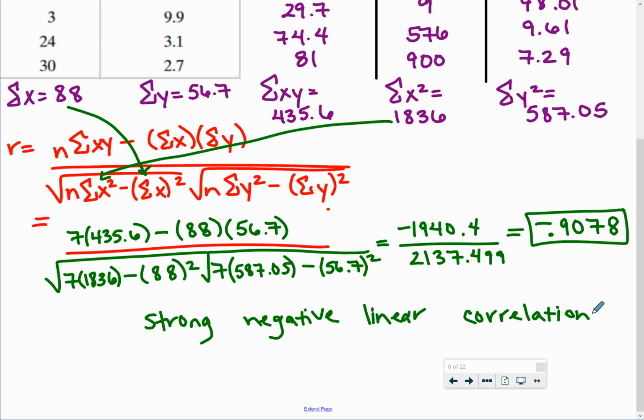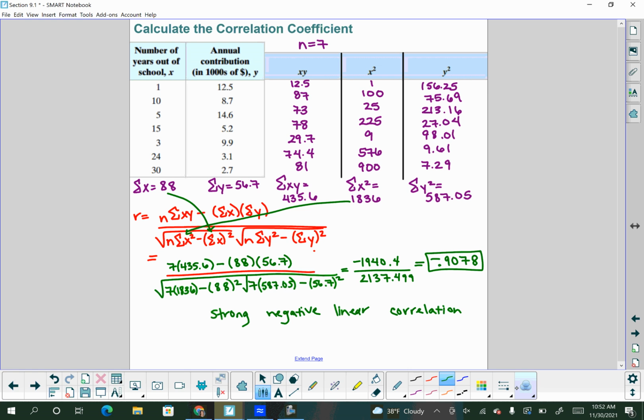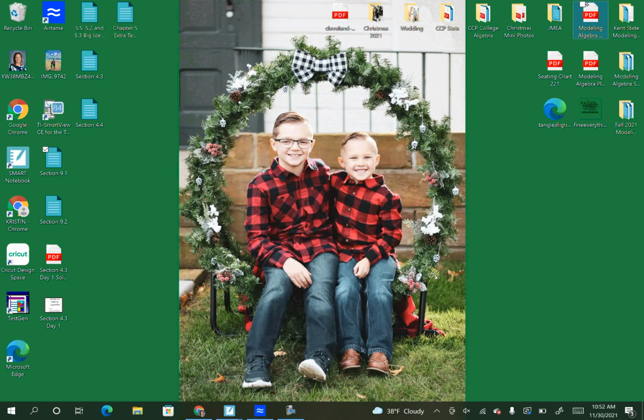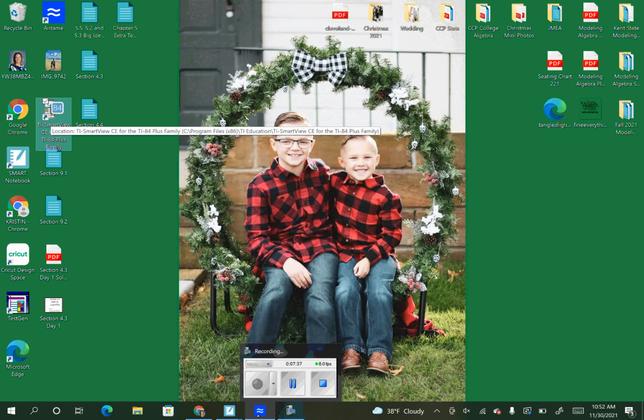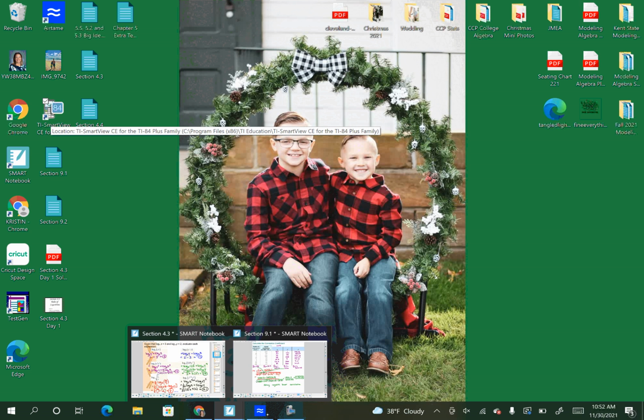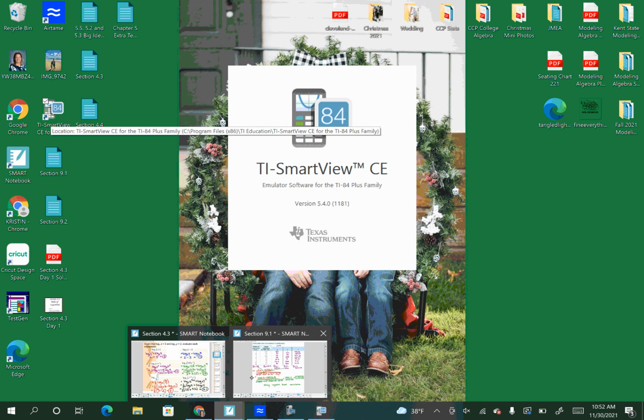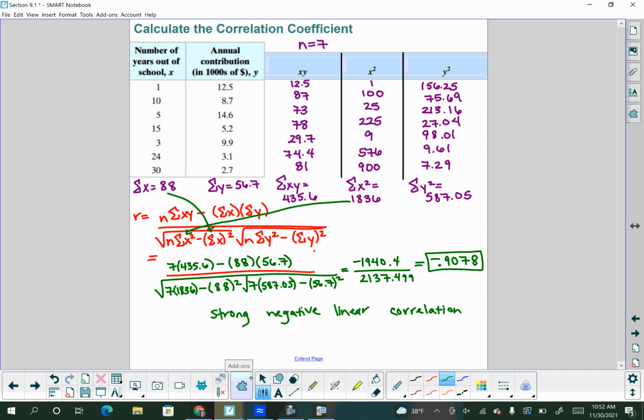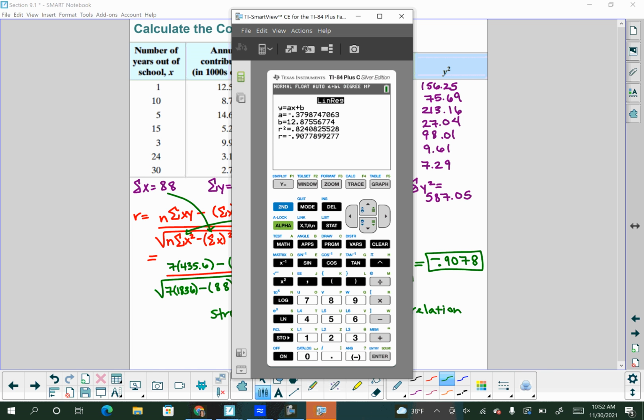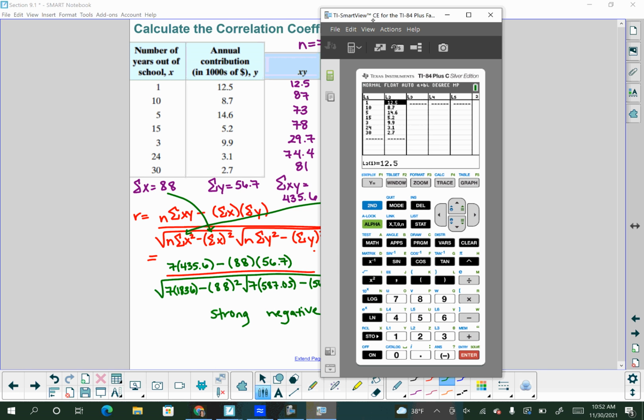Okay. I'm going to show you how to check this in the calculator now too, if you want to do that. Go to your stat menu. Let me get mine loaded up. And I want you to put your data in L1 and L2. Okay, so stat edit. Put it all in L1 and L2. Clear out your list if you have anything else in there.